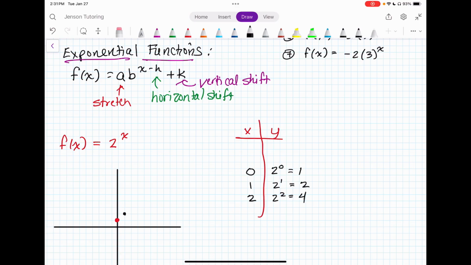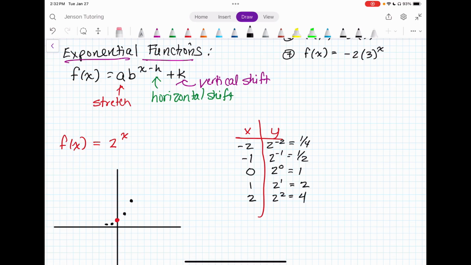(2, 4). And then what happens when x is negative? Well, when x is negative 1, I get 2 to the negative 1. That's just 1/2. And so I'm just going to kind of guess there. And if I had negative 2, that would be 2 raised to the negative 2. That's 1/4.